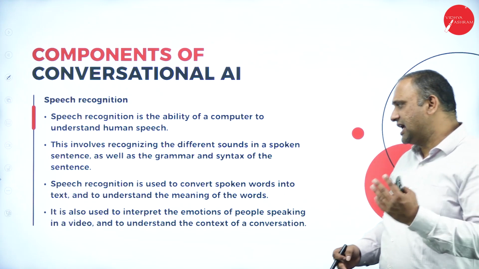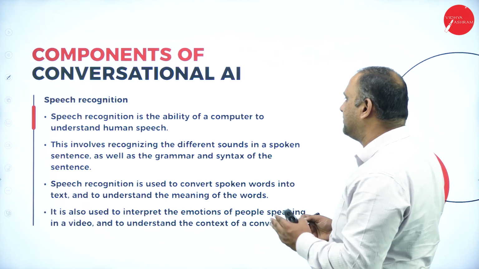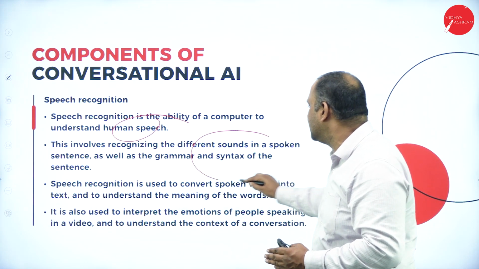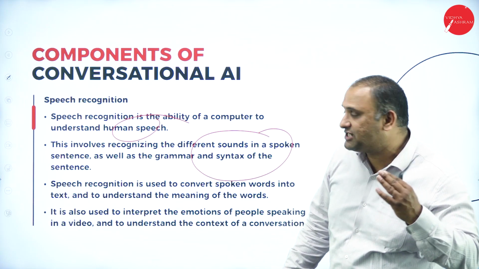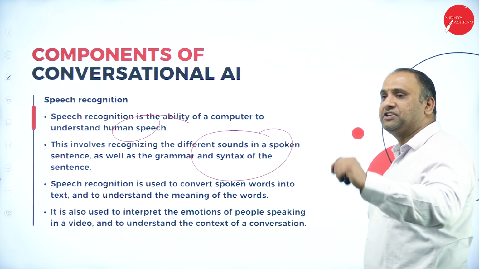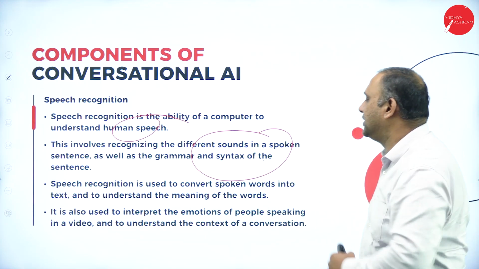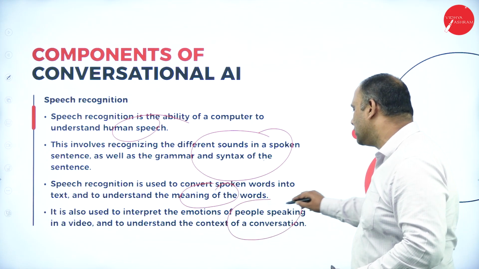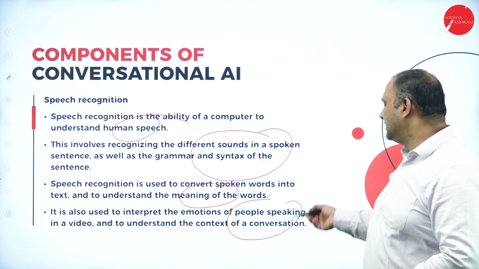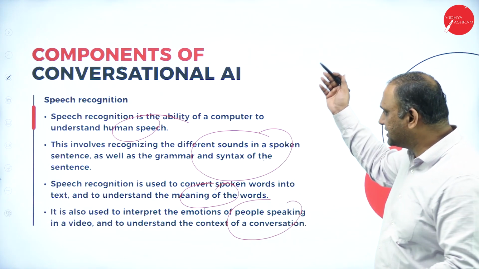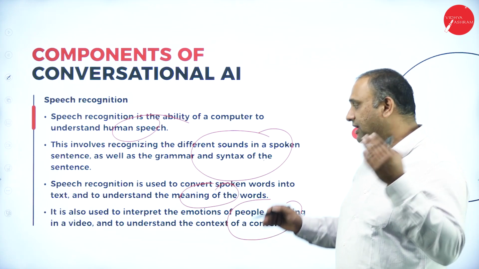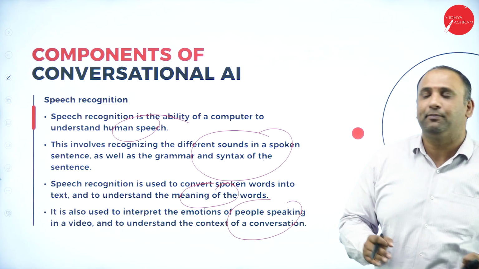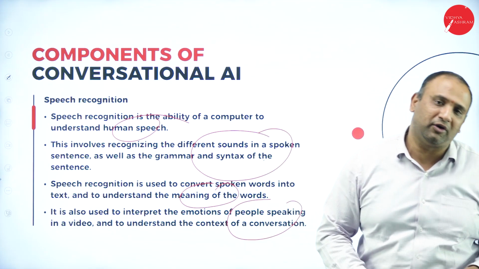Now, speech recognition, as we have spoken about, is a concept that's very important for us to understand human speech. It involves recognizing different sounds spoken in a sentence as well as the grammar and syntax. Speech recognition is also used to convert words into text and understand the meaning of the words. It's also used to interpret the emotions of the people who are speaking in the video and understand the context of the conversation. So this is very important. Why? Because speech recognition is used to convert the words into the text format. That's more important, and it's highly important for us to understand and take it forward in terms of the factors.